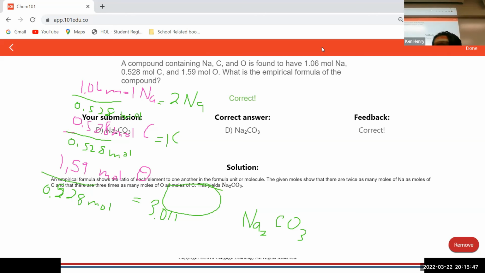Dr. Henry, is the Na2CO3 a polyatomic ion? Yes, so this here would be sodium carbonate. Carbonate. Oh, okay. Yeah, CO3, right? That's carbonate. I put the carbon in front, so I was very confused. So remember, the metal is going to go first, right? Right. Thank you.